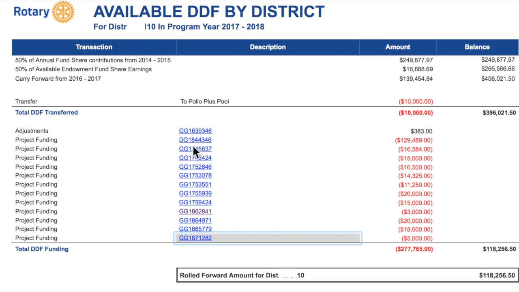DDF going forward. Again, looking down the page, this district made a $10,000 DDF donation to Polio Plus. You see their district block grant here, and then they're a very active district with many global grants going on, and so you'd see the anticipated amount of a little over $118,000 for the next Rotary year.